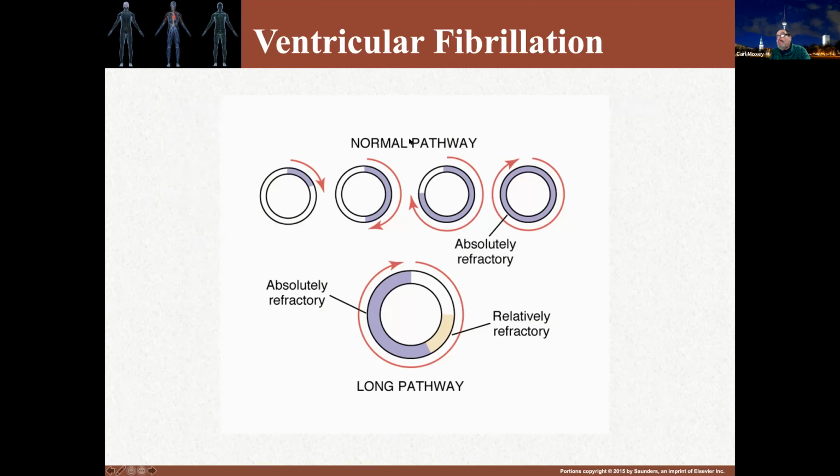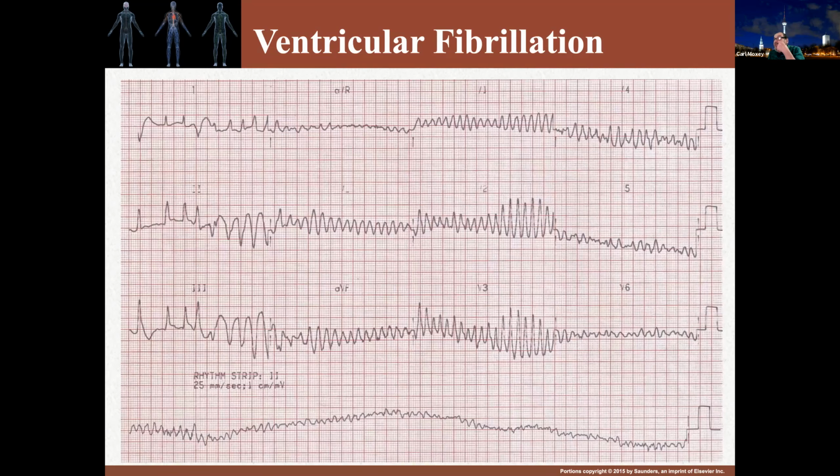Now, in this idea of the way ventricular fibrillation ends up, in our normal pathway, you'll notice that we send this signal around, and by the time the signal reaches the start point, we're still in absolute refractory period. So that means we cannot generate another signal. But if we elongate that pathway, either by slowing the conduction or dilating the heart, then you'll notice we get back to the start point when we're now either relatively refractory or not refractory at all.